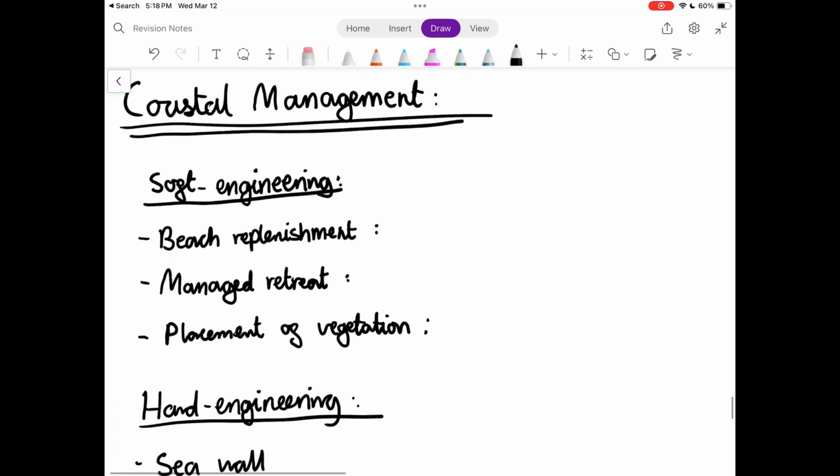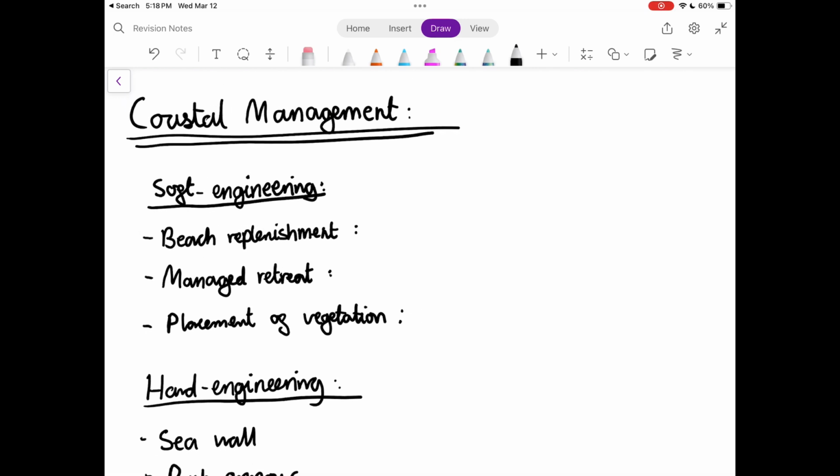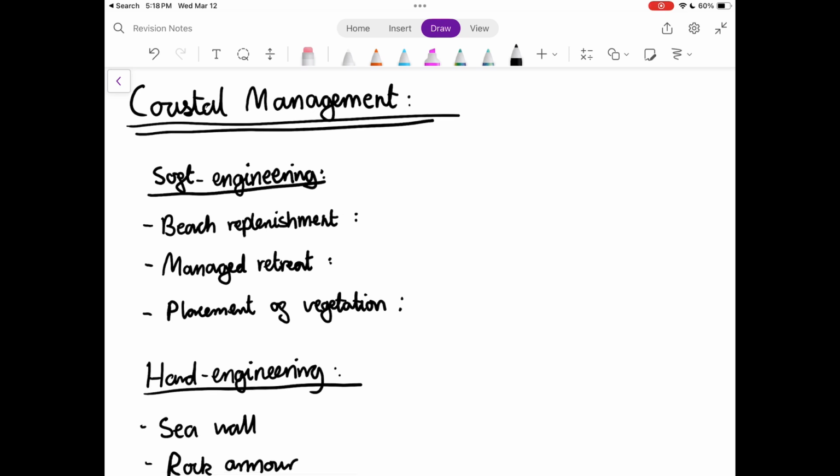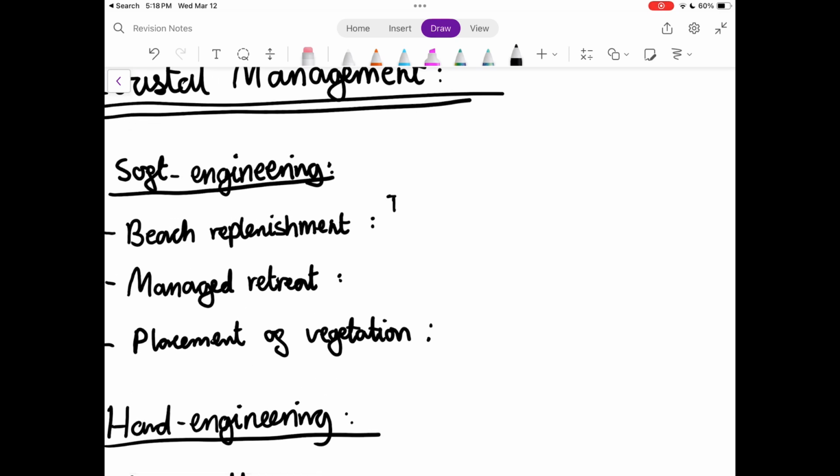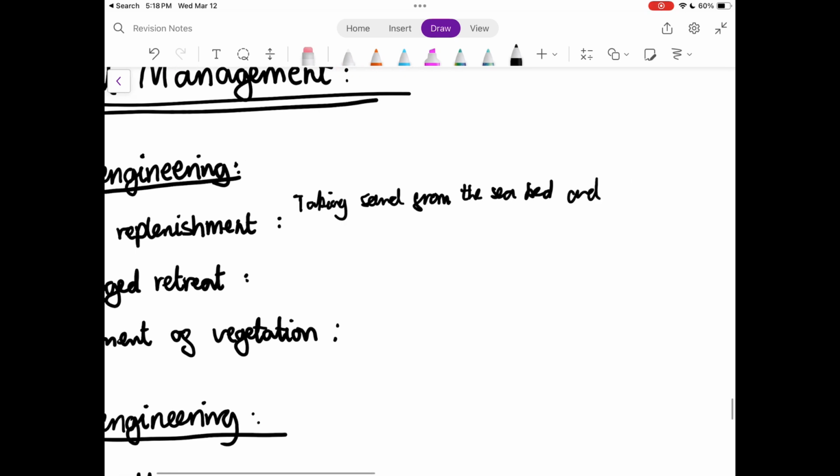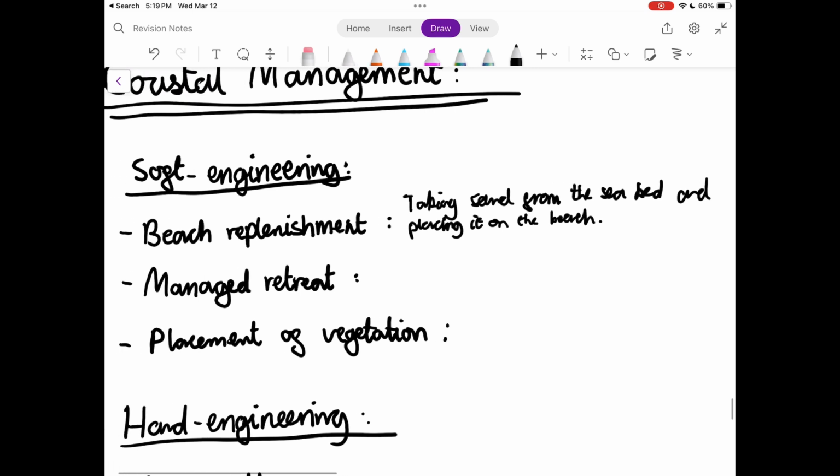So although there are many hazards, there are many coastal management schemes that we can use to mitigate the effects of coastal erosion and all the hazards above. So the first one is beach replenishment. So what this is, is taking sand from the sea bed and placing it on the beach, and this definitely helps to reduce erosion by quite a lot.